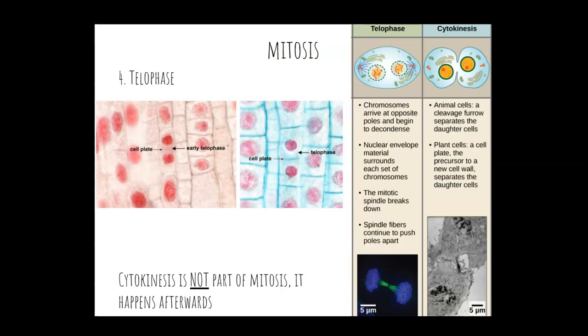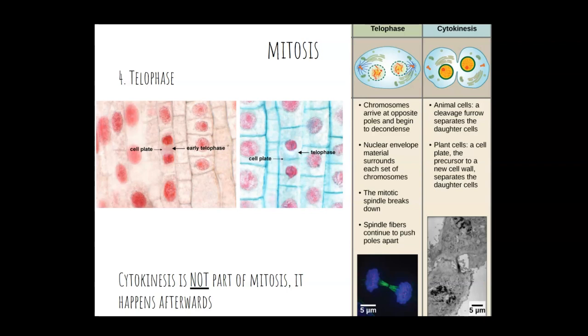Telo means long, like telephone is to call someone a long way away. Telo is the end, the very end of the mitotic process. At this point in time, the chromosomes have reached the opposite poles and they stop being so tightly wound up. You can start unpackaging a little bit. Nuclear envelopes start to form around each new nucleus, and the mitotic spindle starts to break down because it's not needed anymore.